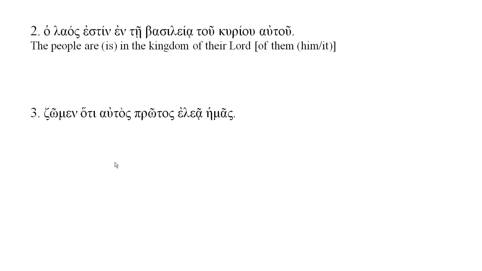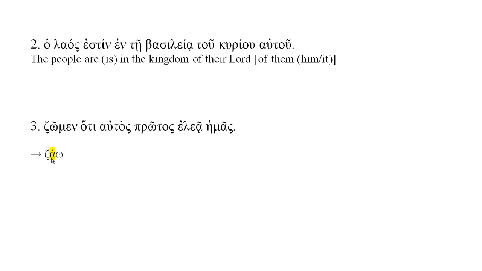Let's look at an example now that will allow us to look at some contract verbs. So we have zomen hoti autous protous eleia hemas. So we have two contract verbs in here. The first one is zao. Notice that it has an alpha. Remember, for a contract verb, if we have an alpha, an epsilon, or an omicron, then when those bump up against vowels in verb endings, we have contraction.